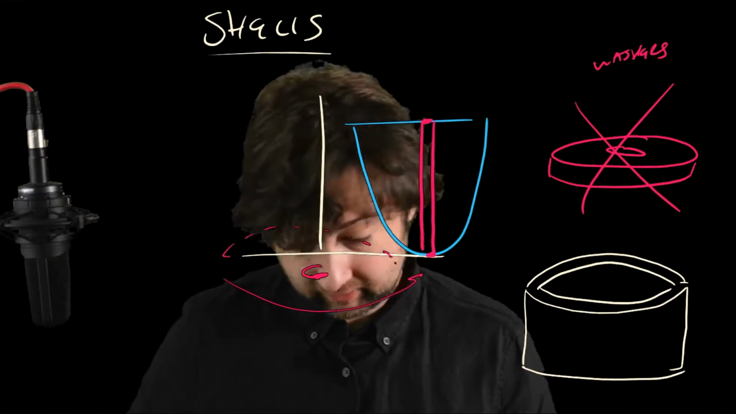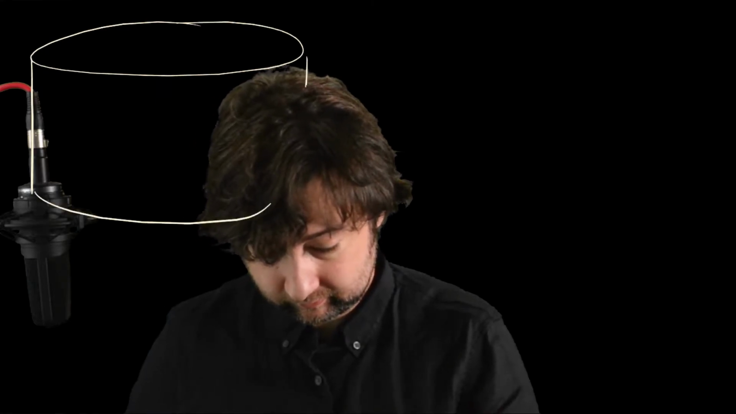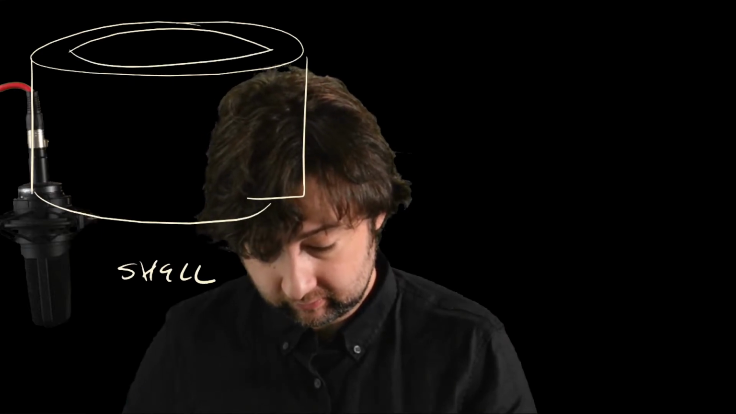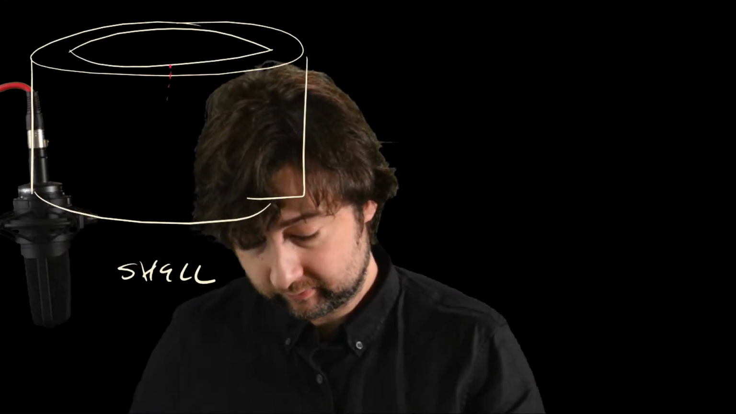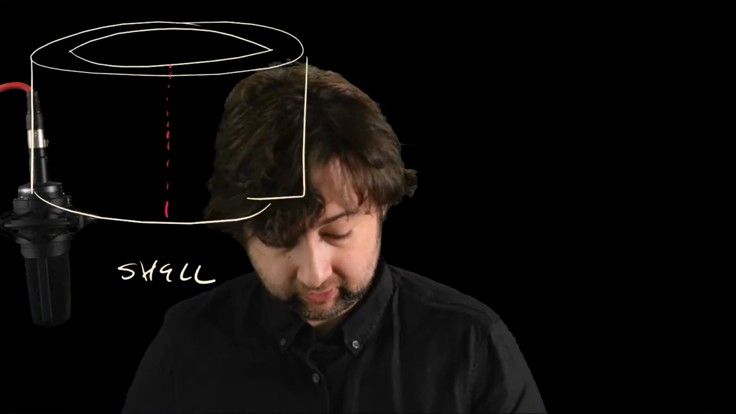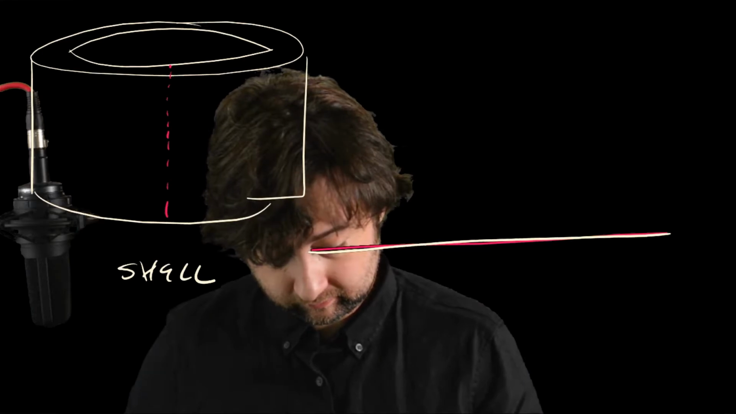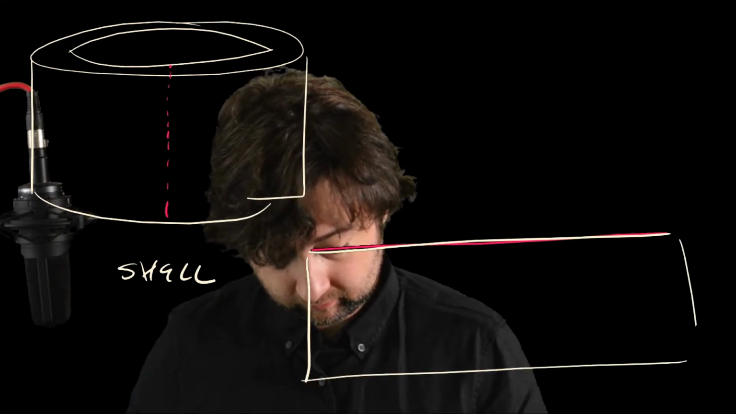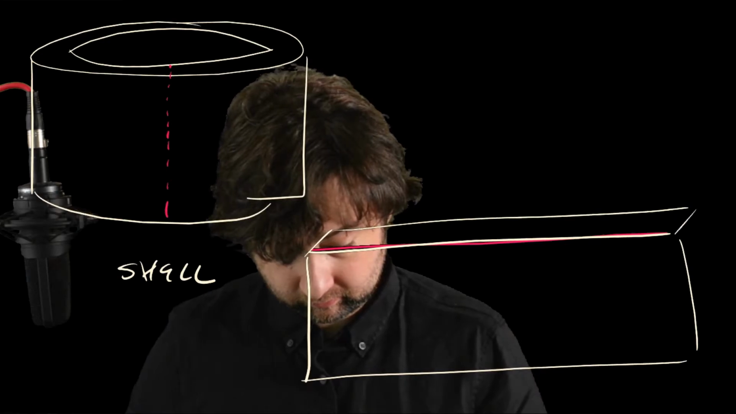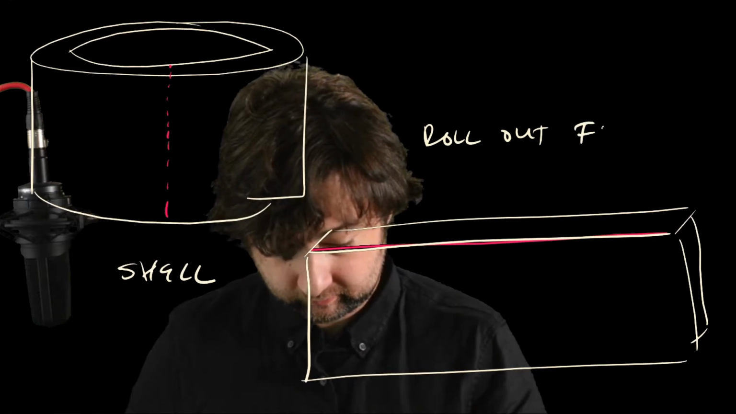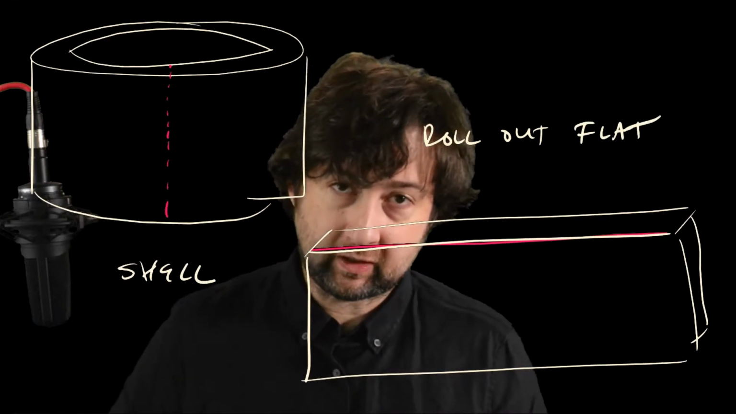So that's the next idea. A shape like this. So this is a shell. Suppose that you just sliced it and you rolled it out flat. Well, what you end up with is a shape that looks like this. So you roll it out. What's the volume of that shape?